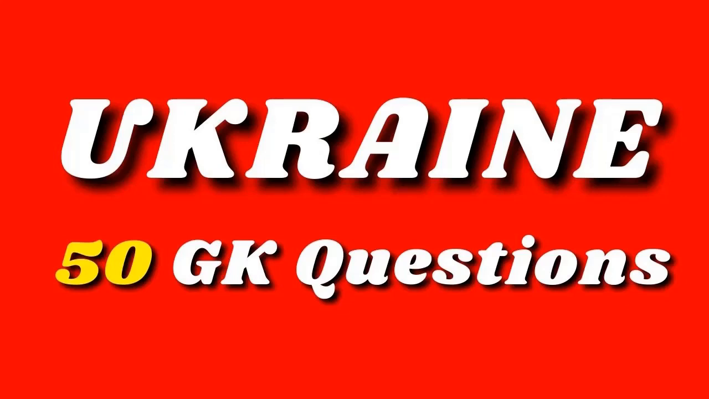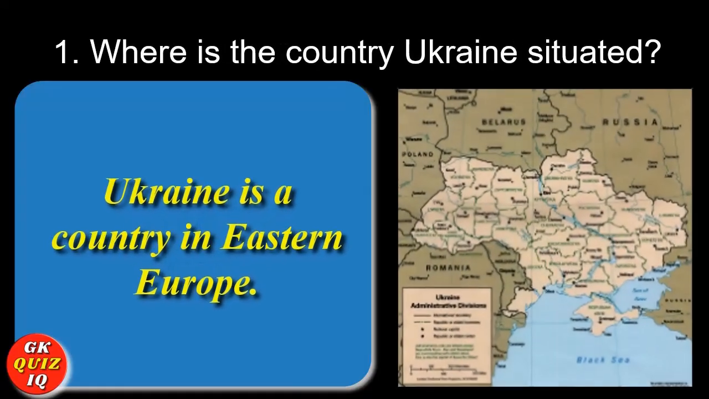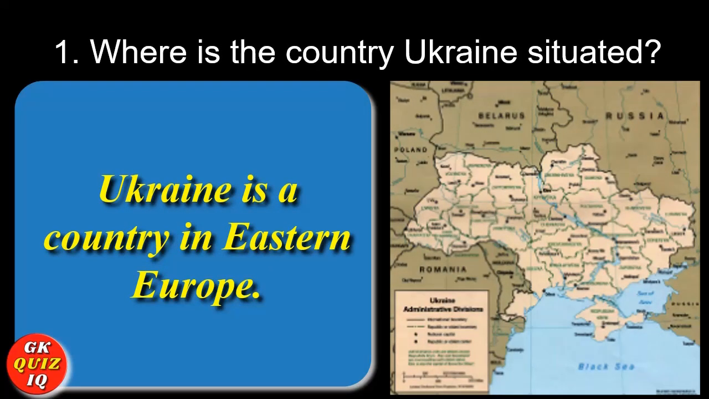50 Ukraine GK questions. Facts about Ukraine all should know. Where is the country Ukraine situated? Ukraine is a country in Eastern Europe.